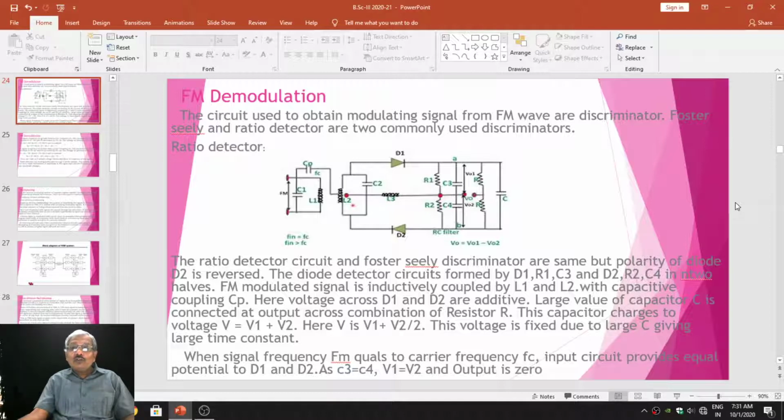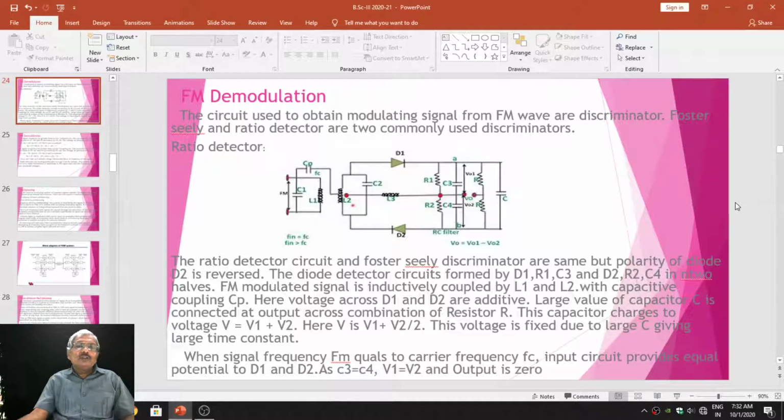So the obtained output is proportional to the input modulating signal, as we are using the linear region of the p-n junction diode for the detection purpose. This is how one can recover the amplitude modulating signal from the amplitude modulated wave in the AM receiver.